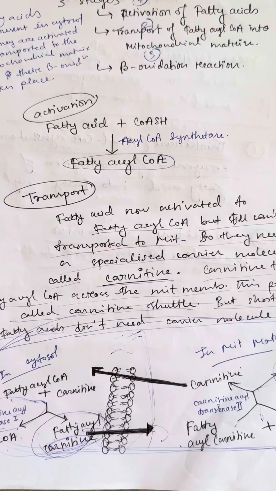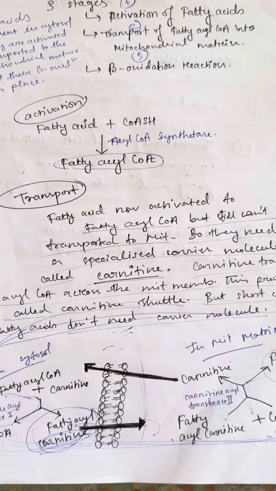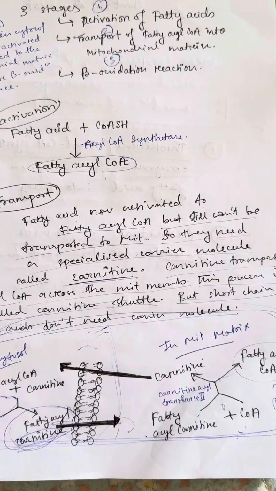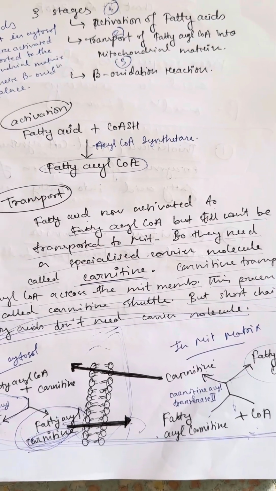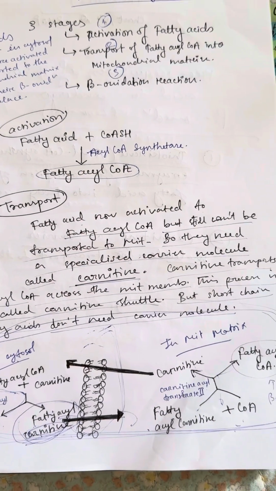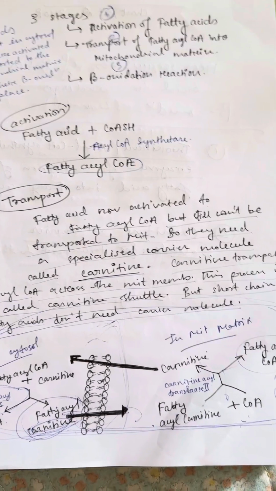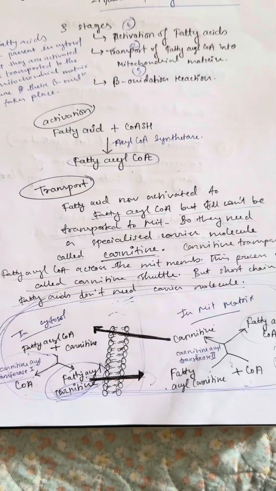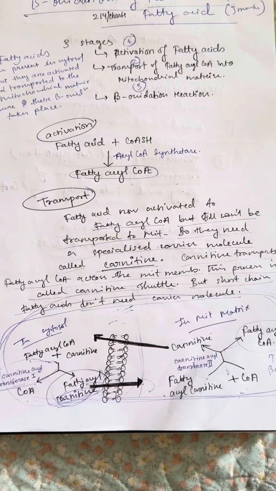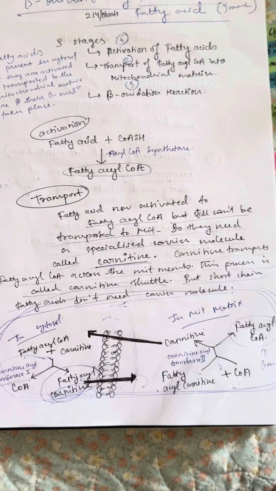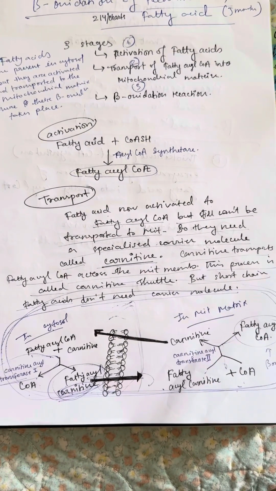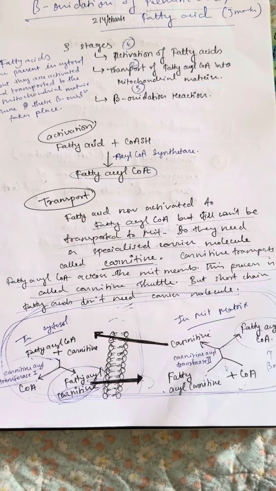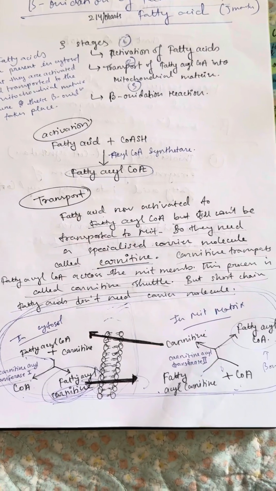Fatty acids are now activated to the fatty acyl coenzyme A form, but still can't be transported to the mitochondrial matrix. So, they need a specialized carrier molecule called carnitine. Carnitine transports fatty acyl coenzyme A across the mitochondrial membrane. This process is called carnitine shuttle. But short chain fatty acids don't need carnitine or a carrier molecule.